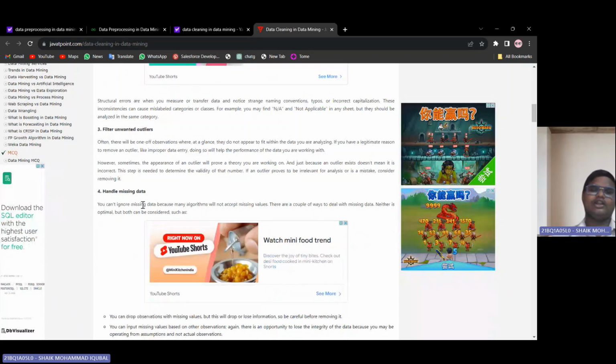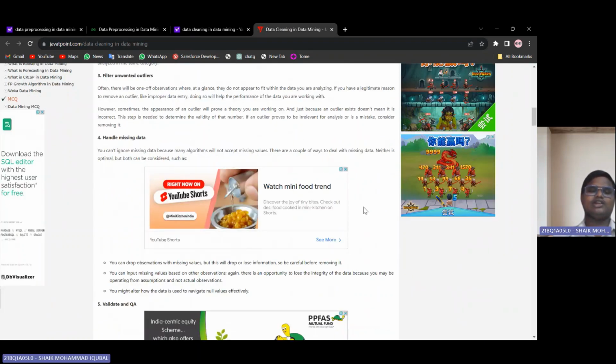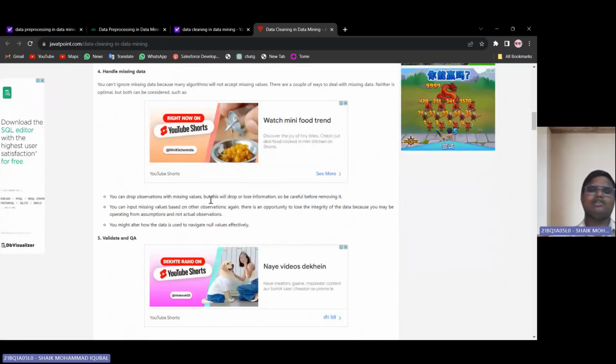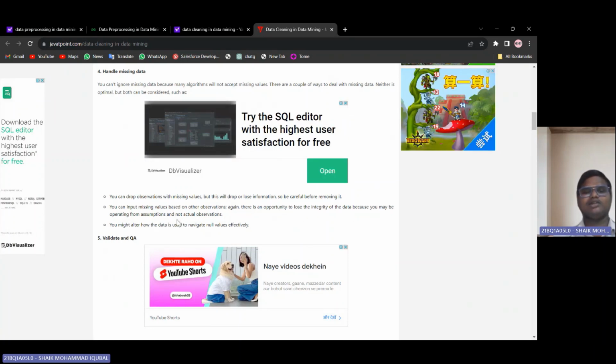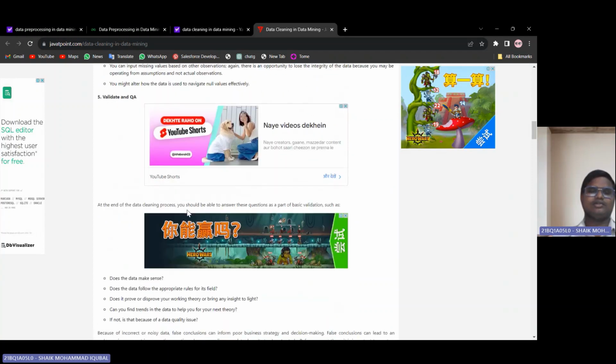Handling missing data. You can ignore missing data because many algorithms will not accept missing values. There are a couple of ways to deal with missing data, neither is optimal, but both can be considered. You can drop observations with missing values, but this will drop or lose information, so be careful before removing it. You can input missing values based on other observations. Again, there is an opportunity to lose the integrity of the data because you may be operating from assumptions and not actual observations. You might alter how the data is used to navigate null values.